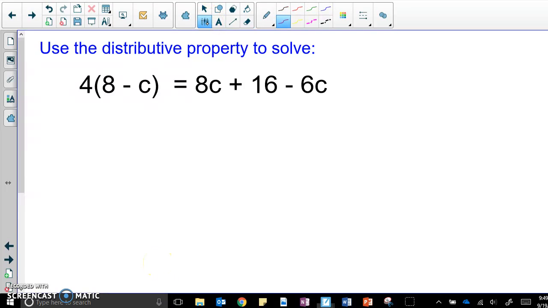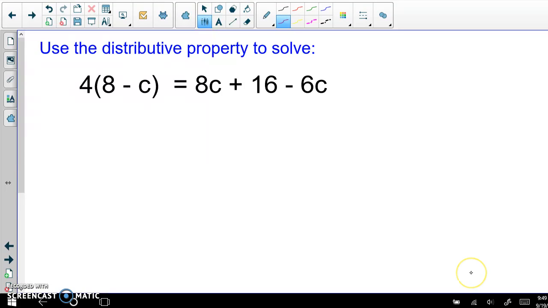So we are looking at today in 8th grade math, solving equations using the distributive property. So let me take it from the top again. To use the distributive property, remember I need to take this term outside the parentheses and multiply it by each term inside the parentheses. So I'm going to start by doing 4 times 8, which is 32. And I have a minus sign, and I'm doing 4 times c, which is 4c.